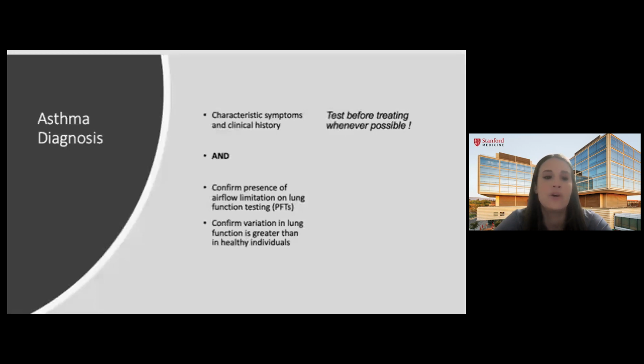So, how do you diagnose asthma? I mentioned in the beginning that asthma is a disease where you have characteristic clinical symptoms, but you have to back it up with objective findings. Asthma diagnosis is two parts: those characteristic symptoms and clinical history, but you also want to confirm the presence of difficulty getting air out on lung function testing, or pulmonary function testing, which is another name for that. And you want to confirm that there's excess variability in your lung function. That's what makes asthma different than COPD, or chronic obstructive pulmonary disease, where your problem with getting air out is fixed and not reversible. In asthma, it should be reversible. And importantly, the guidelines always say test before treating whenever possible.